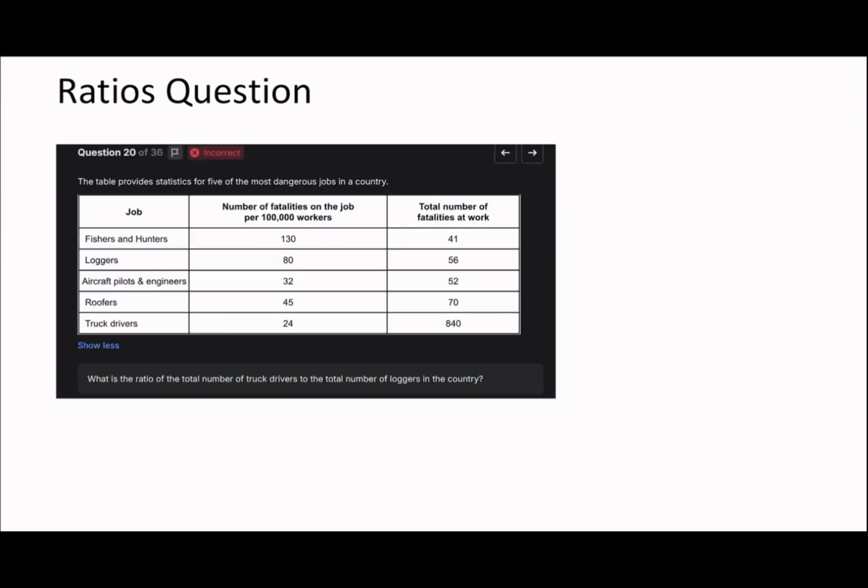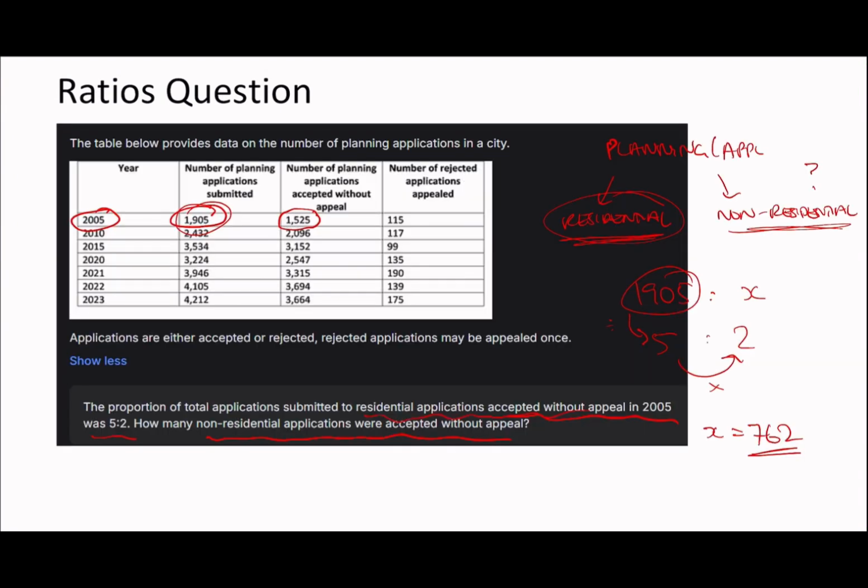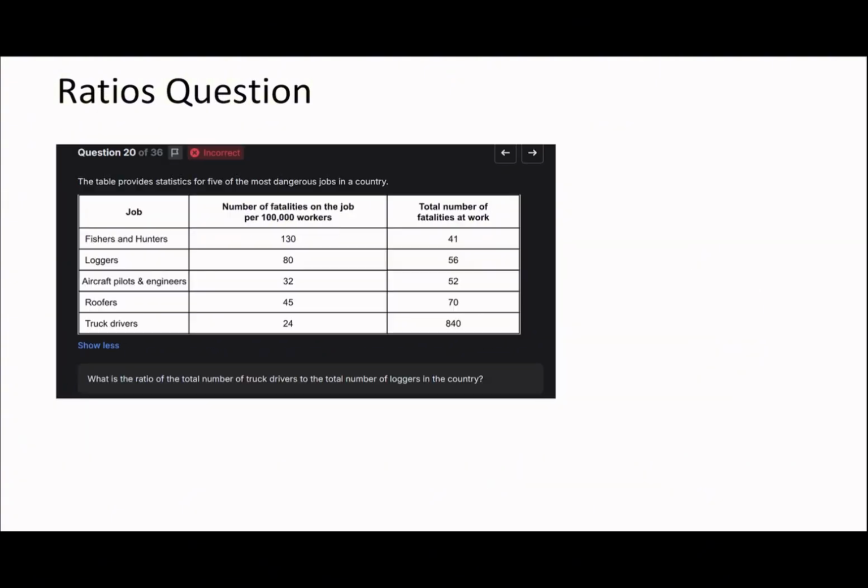And so how many were non-residential accepted without appeal? So here we've got 1525 that were accepted in total without appeal, and we're told that 762 of them were residential. So the non-residential ones accepted without appeal is simply this minus that, which is 763. So 763 non-residential applications were accepted without appeal. I know the wording here can seem quite tricky, but if you just take it step by step, it's not going to be as bad as you think. Okay, on to the next question then.